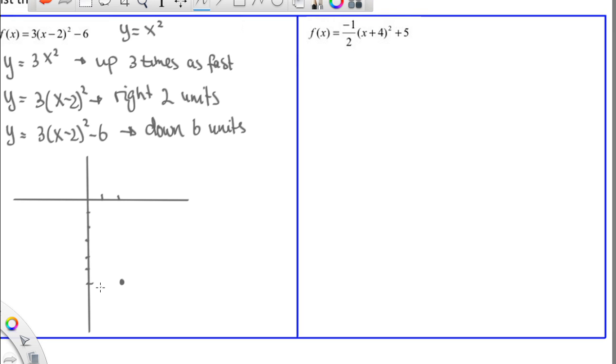So that's the new vertex. Notice I still graph the vertex first. I'm doing this sort of backwards now when I graph it. Then it says 3 times as fast. So keep in mind that the normal x squared, so I actually do it this way. This is what's going on in my head.